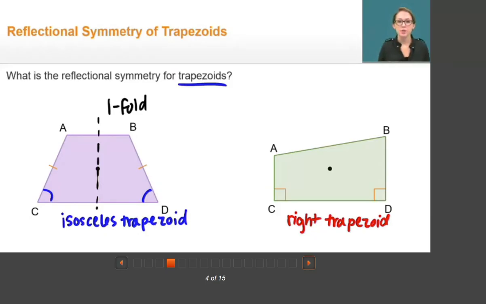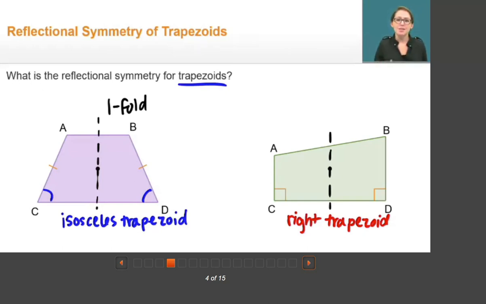We call it a right trapezoid because two angles are right angles. We see that even if we try to draw the vertical line here, like so, it will not be a perpendicular bisector of the top because the angles aren't congruent. So a right trapezoid has no lines of reflectional symmetry.